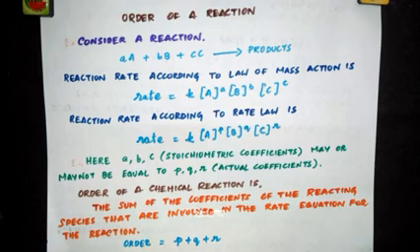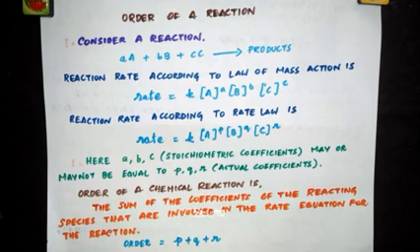In the previous videos we learned about the reaction rate according to law of mass action and according to rate law. So we concluded that the reaction rate according to law of mass action depends upon the stoichiometric coefficients of the reacting species, whereas the reaction rate according to rate law depends upon the actual coefficients of the reacting species.